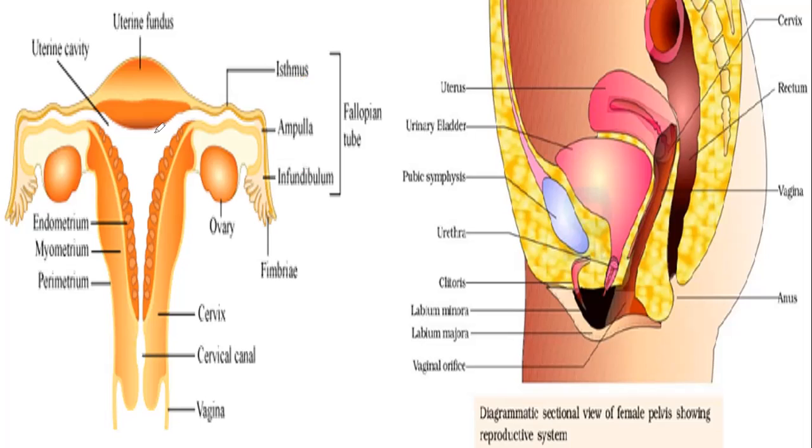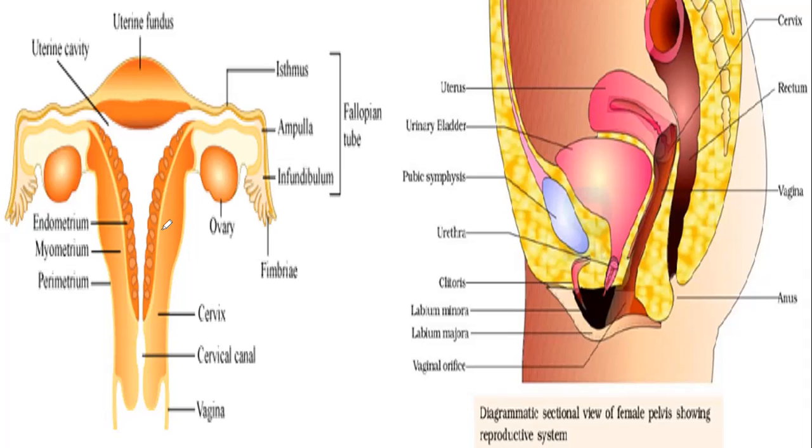The uterus is single; it is not in a pair. It is also called the womb. The shape of the uterus is like an inverted pear. It is supported by ligaments attached to the pelvic wall.